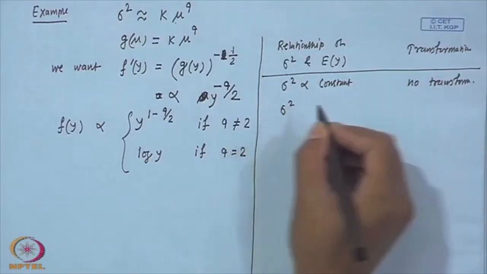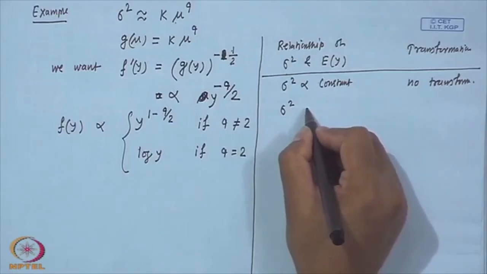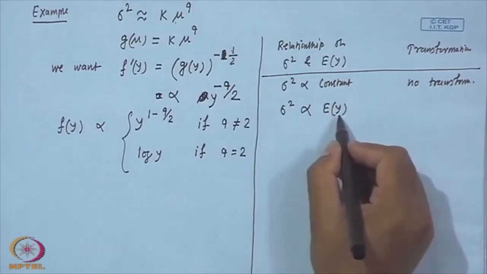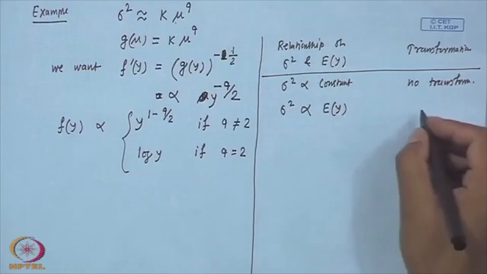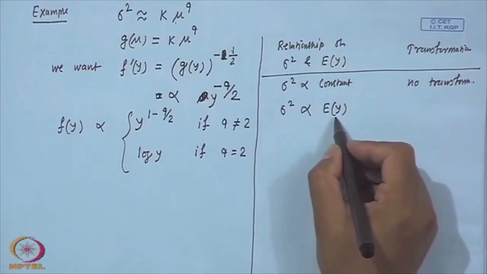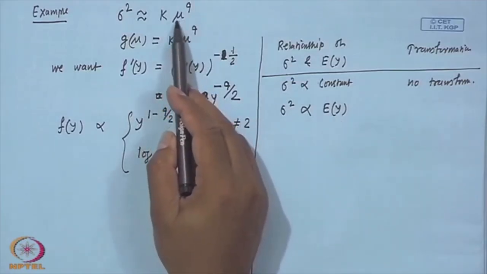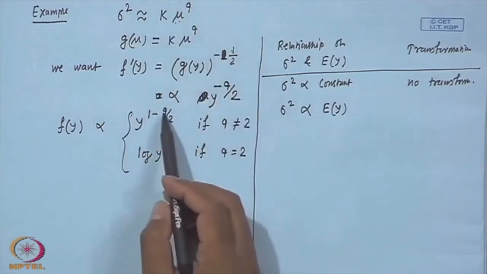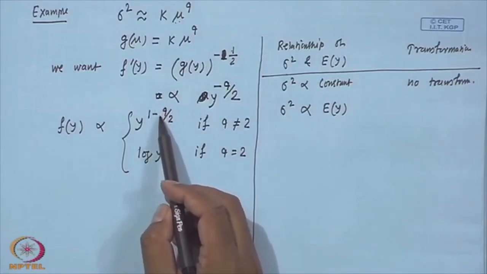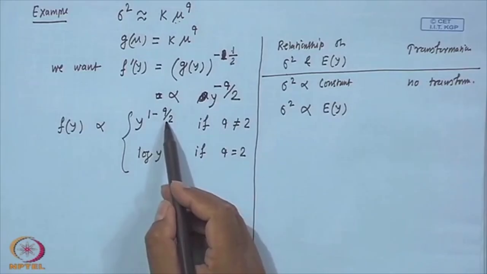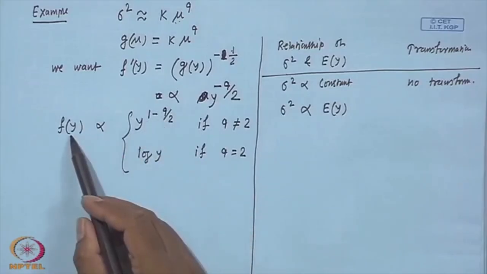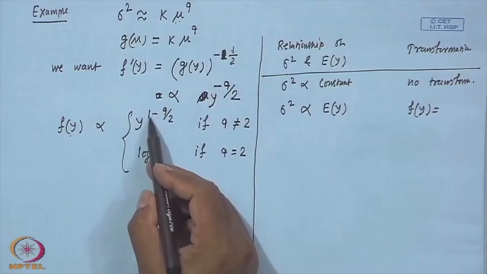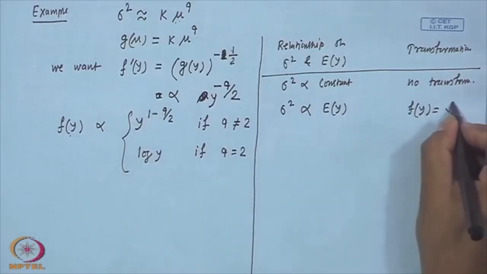Suppose sigma square is proportional to expectation of y, that is the case where y follows Poisson distribution, and here you can check that the variance is proportional to mu, that means q is equal to 1. So, you put q equal to 1 here, right, and then the transformation you have to take is f(y) equal to y to the power of half. So, that is root y, square root of y.